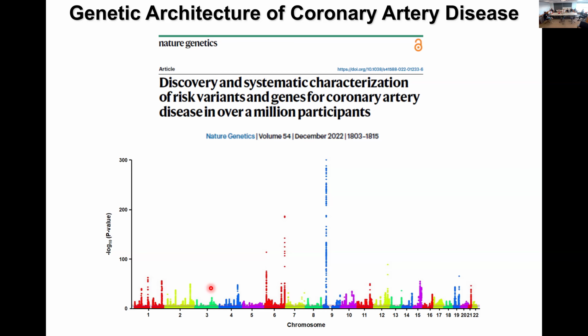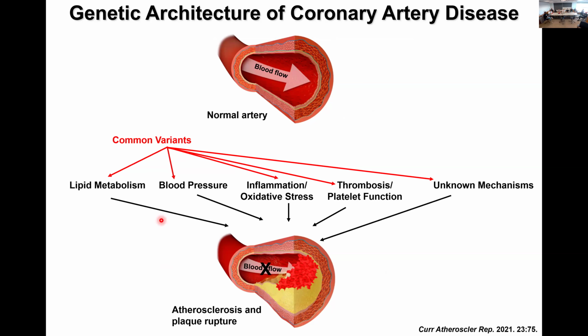So what has this really taught us? Well, we know that those common variants that I just showed you on the previous slide, a fraction of them, not the majority, but only about 30% of them are involved in risk factors that everybody knows for coronary disease: lipid metabolism, blood pressure, inflammation, thrombosis, platelet function. But for the majority, it's not known how they influence disease risk. And the best example of that is the first locus that was identified almost 20 years ago, which is on chromosome 9, very strongly associated.